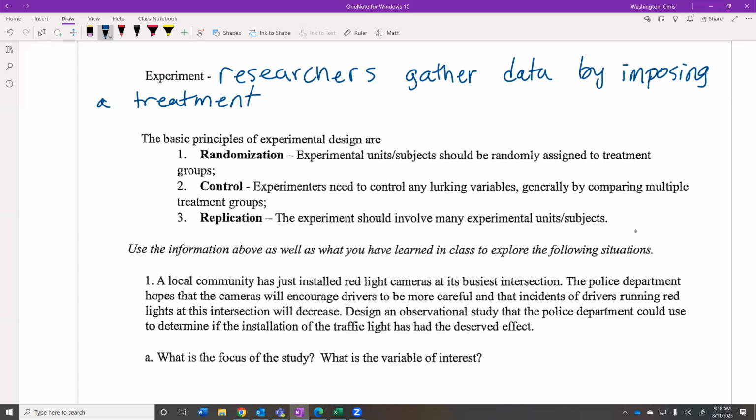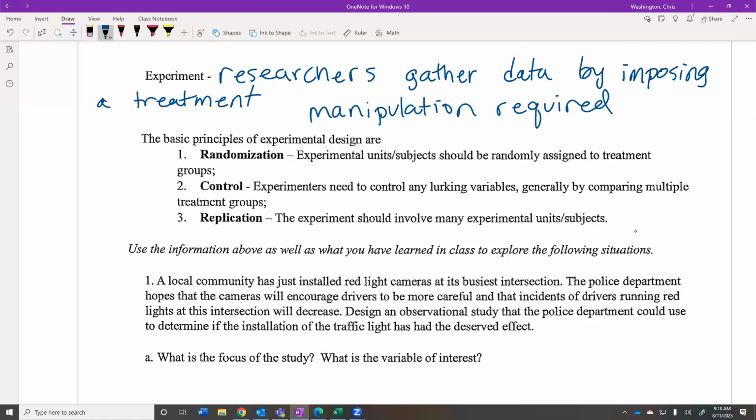So researchers gather data by imposing the treatment. And in this case, we said earlier, look, but don't touch. Now we're looking and touching. Okay, we are manipulating our treatments. So manipulation here is required.